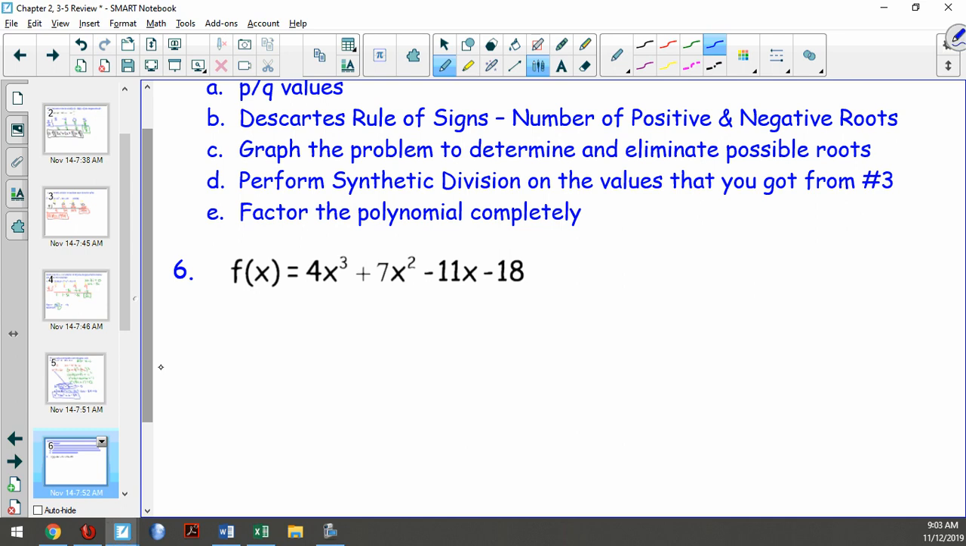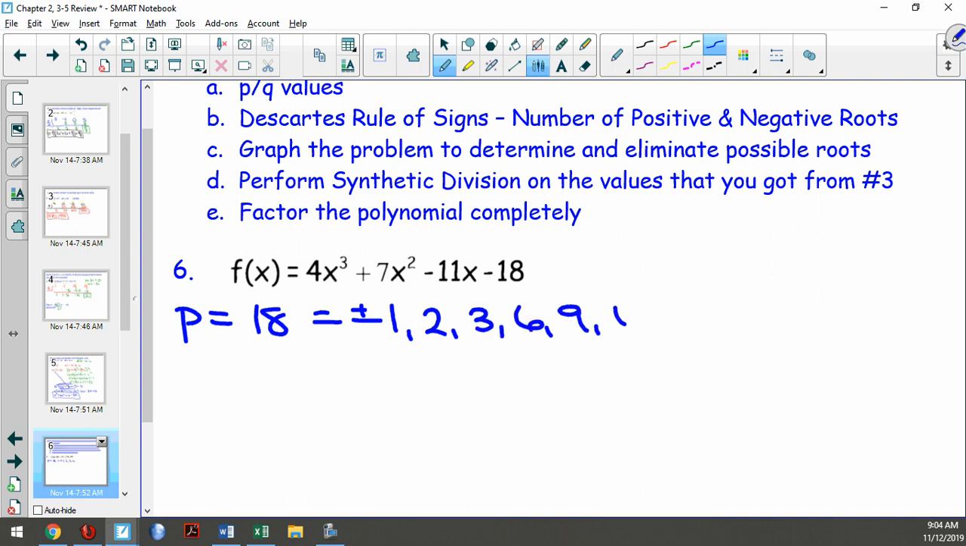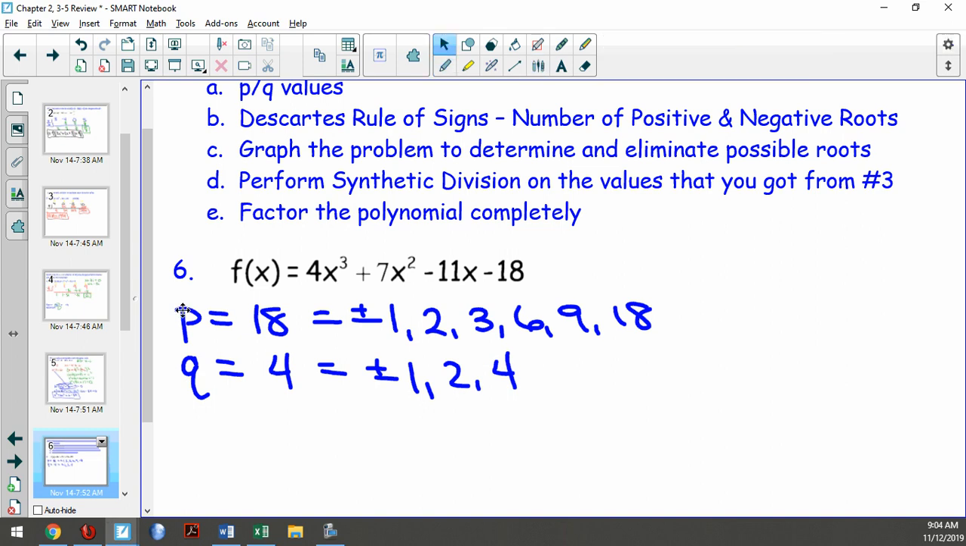So you may have to put that someplace else on your paper to make sure that you don't mess up. Now, what is P in this case? 18. What are all the factors of 18? Plus or minus 1, 2, 3, 6, 9, 18. Do we all see that? Yes or no? Now, what is Q? What are all the factors of 4? Plus or minus 1, 2, and 4. Yep.